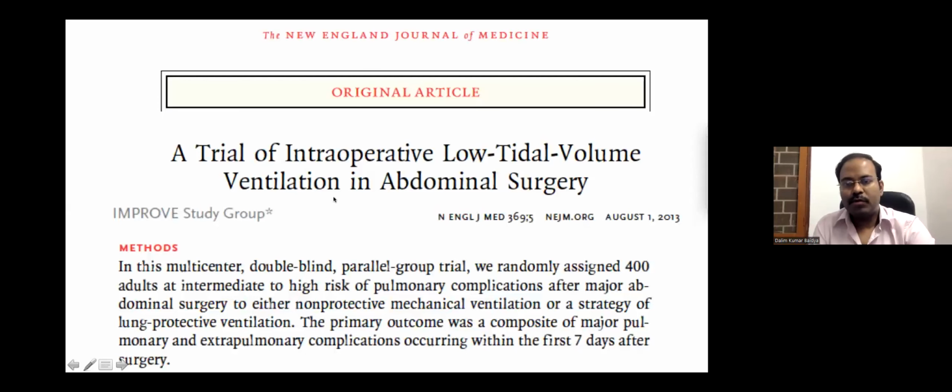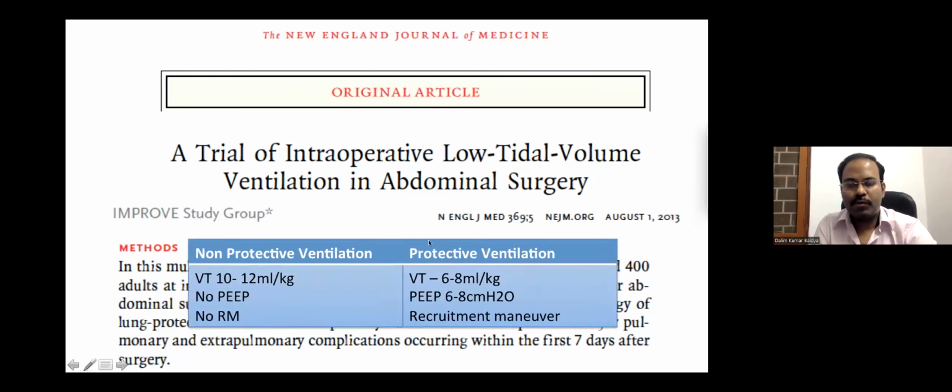This is a very important trial which investigated this research question. It was done by the IMPROVE study group. They randomized around 400 patients into two groups. One was the lung protective ventilation group, and another was the non-protective ventilation group, and all the patients were undergoing major abdominal surgery. And the outcome was again major pulmonary and extrapulmonary complications together, a composite, within the first 7 days.